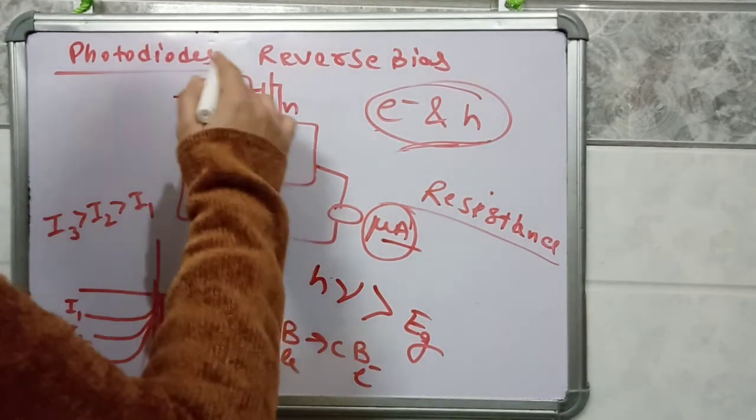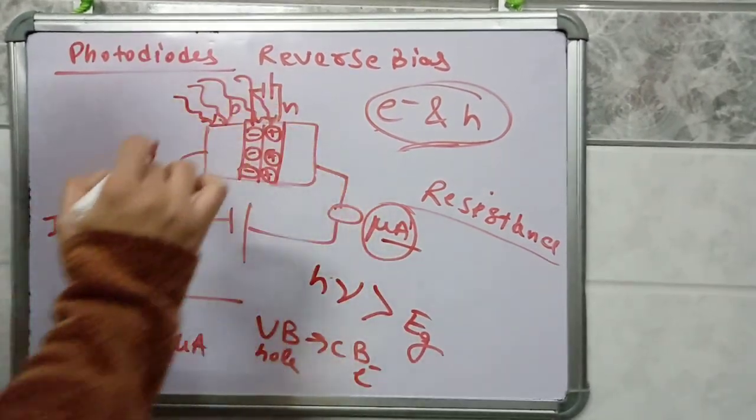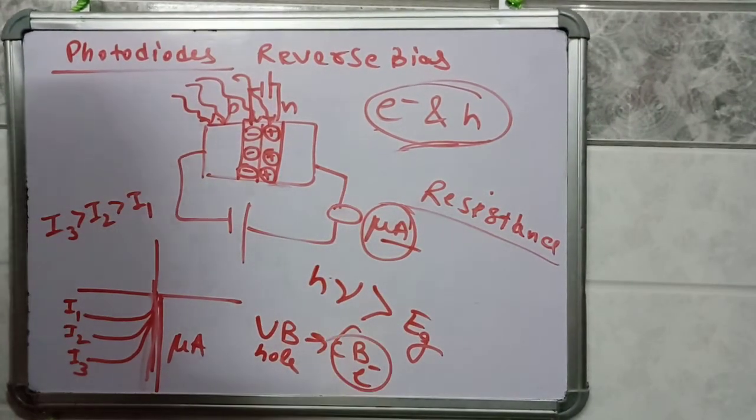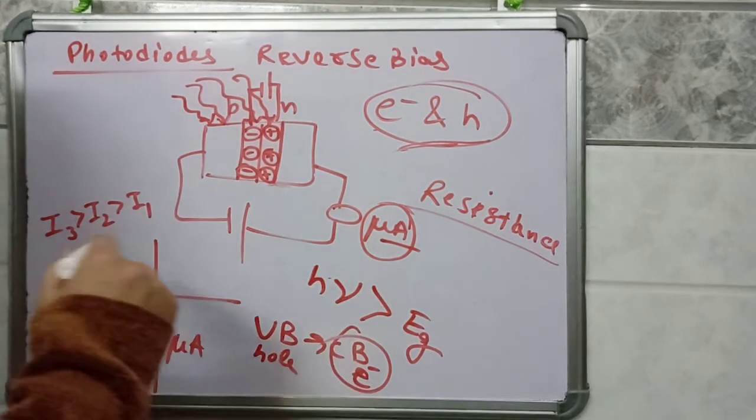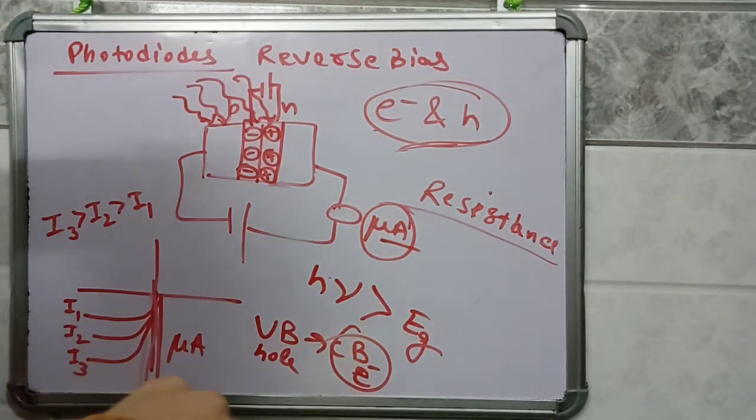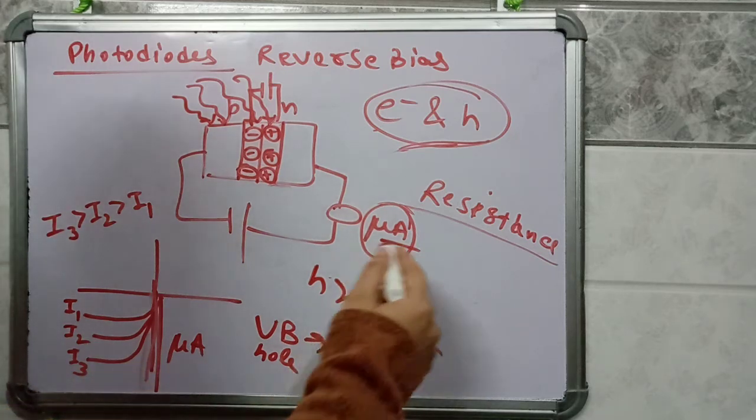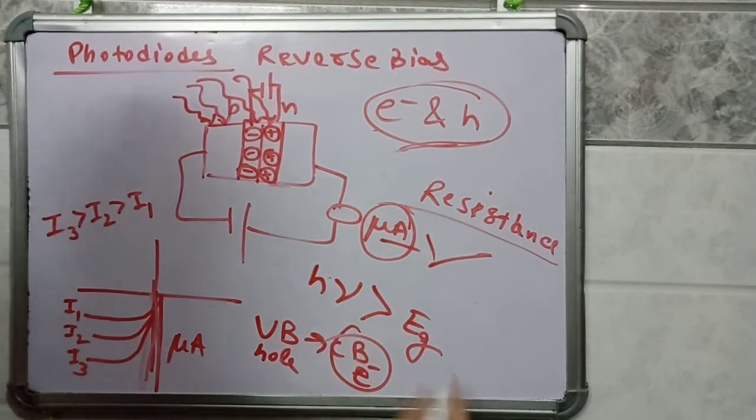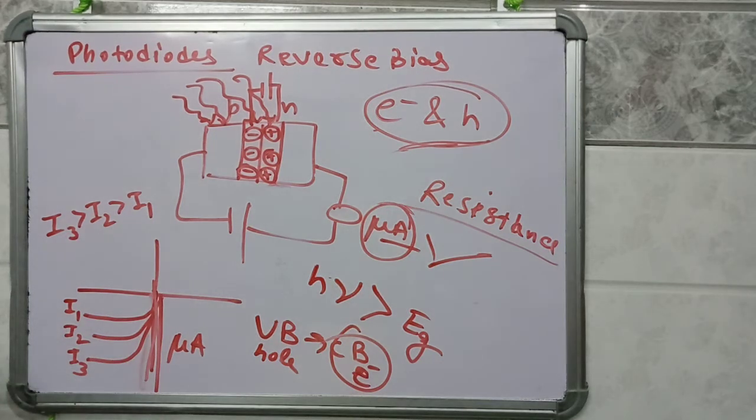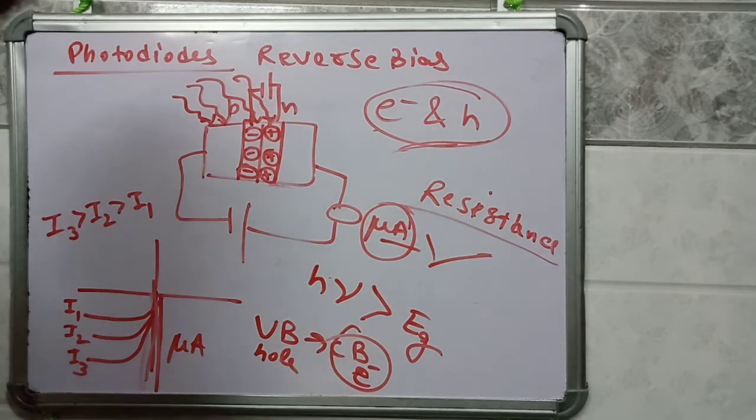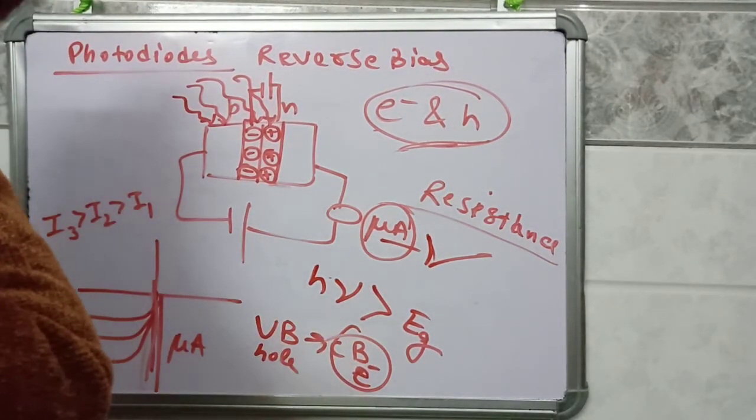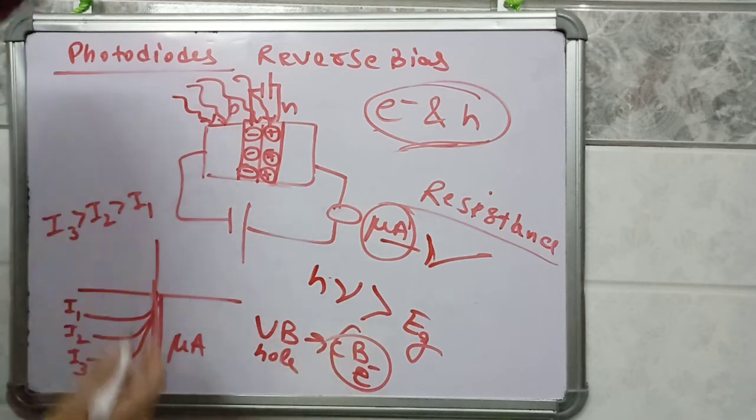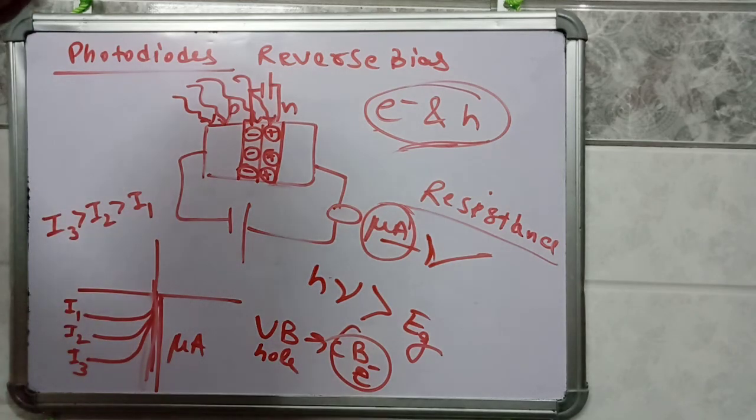So by incident photons, we are increasing the conductivity of the photodiode. This leads to a change in the conductivity or resistivity of this photodiode. So by observing the change in photocurrent, we can tell about the intensity of incident radiation. If there is more change in current, it means more intensity of light is incident on it.